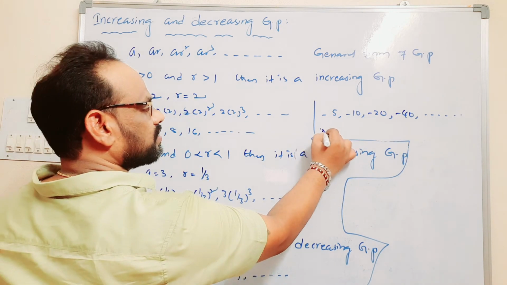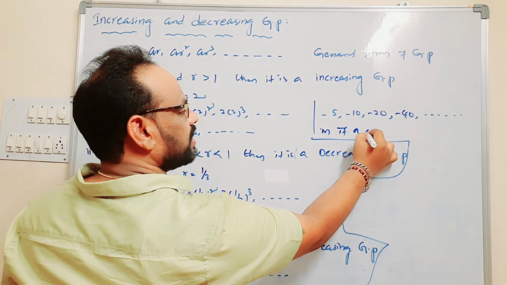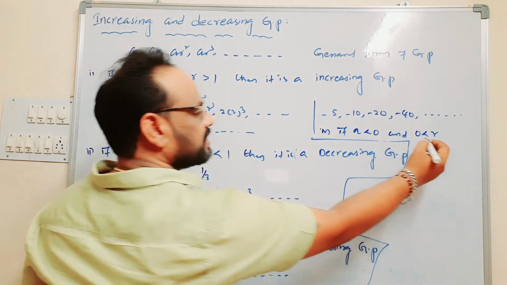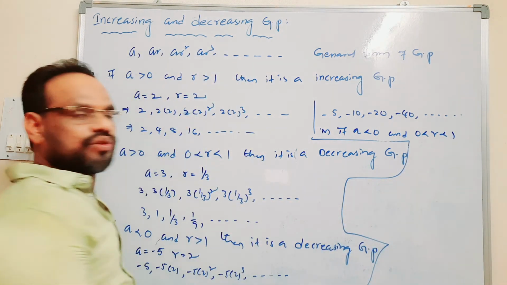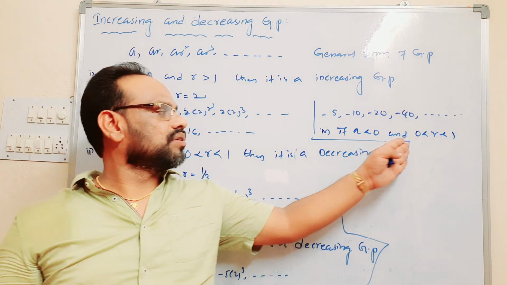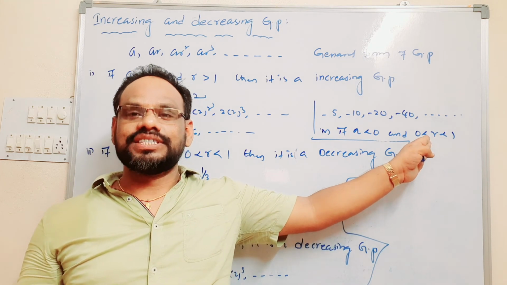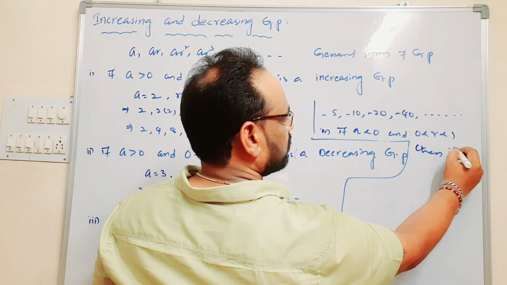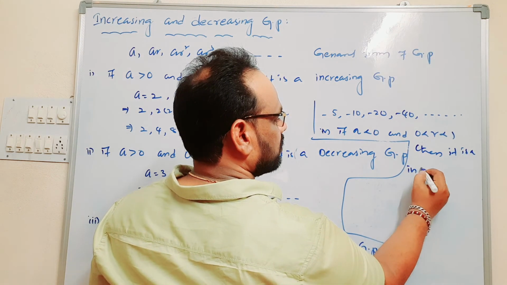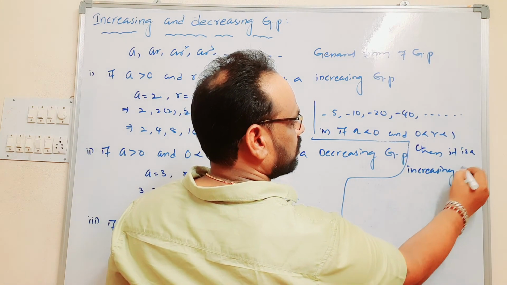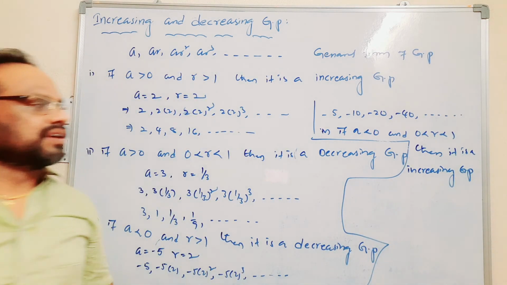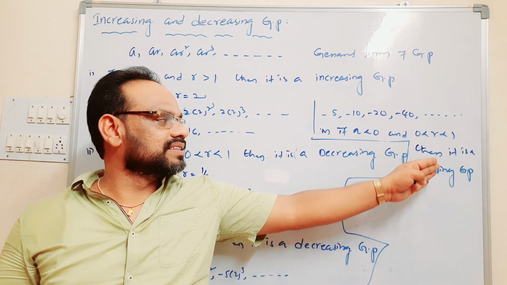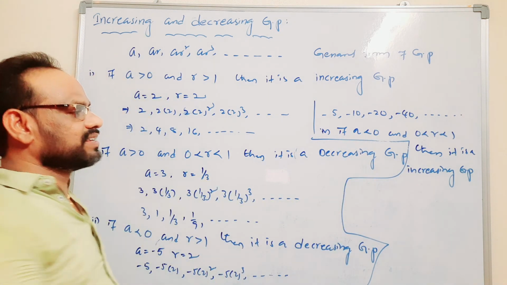Next, fourth one, if A is less than 0 and R lies between 0 and 1, then it is an increasing GP. Take one example here.